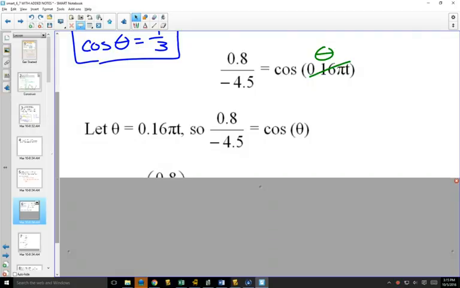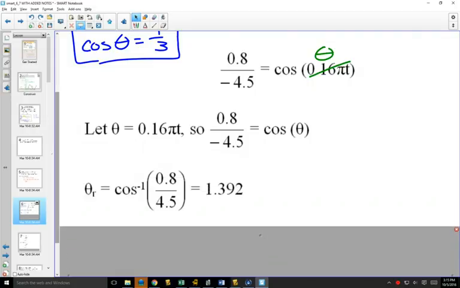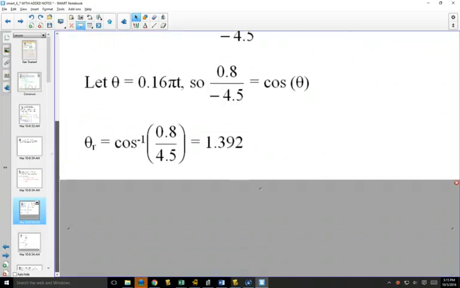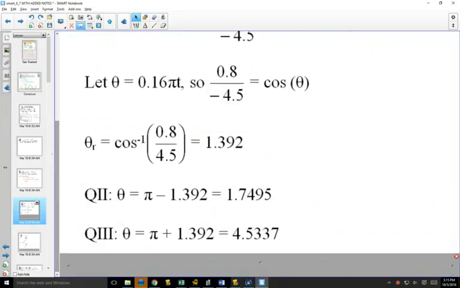What would we do first? We'd do cos inverse to find our reference angle. Once we have our reference angle, what quadrants is it going to be in? There's going to be an answer in quadrant 2 and an answer in quadrant 3. And so we do pi minus our reference angle for quadrant 2 and pi plus our reference angle for quadrant 3. So now we have our two answers for theta. Theta is equal to 1.74 and theta is equal to 4.53. You would normally be done if it was just a cos theta question.